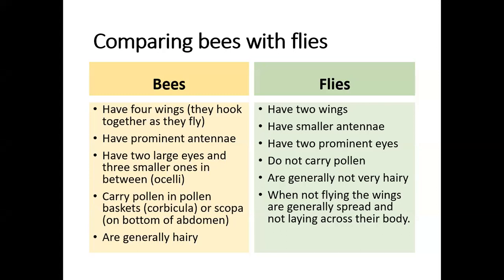Flies don't really carry pollen. And they're not very hairy either. If you remember back, the bees have a lot of hair on their bodies. Bees also carry pollen in those pollen baskets on their legs. You're going to see another picture of those. And then finally, the other differentiating characteristic between the two is that flies will spread their wings when they land. So bees kind of tuck them back on their body.